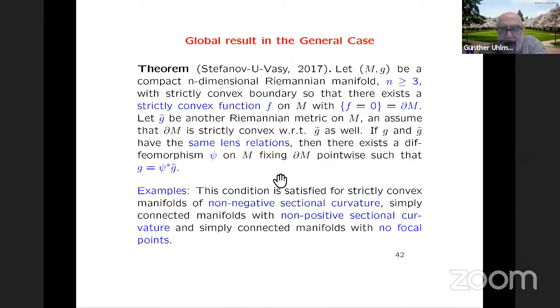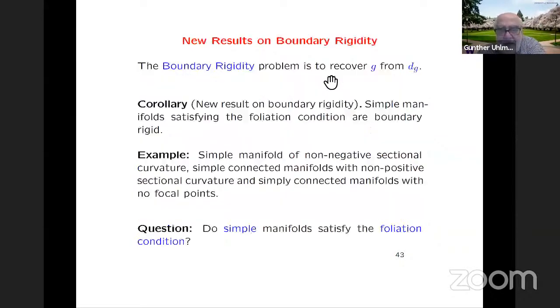So let's come back to the question of when it is simple. The boundary rigidity problem is to recover the metric from the distance function, not from the length relation. The length relation is more information, right?